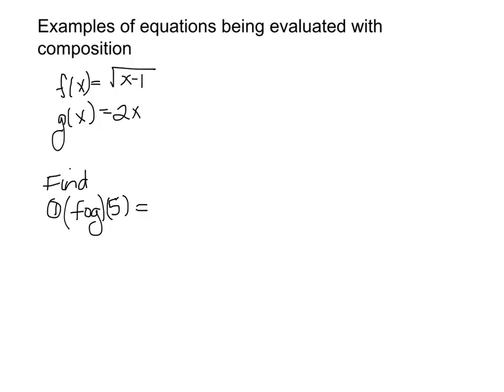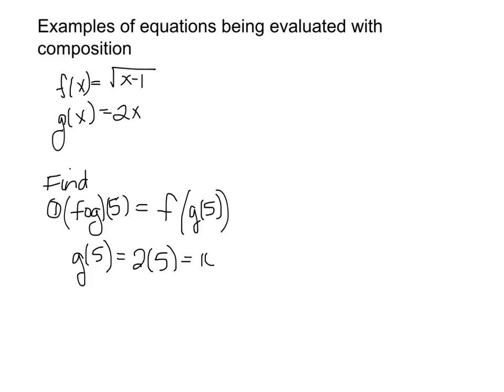Okay, what this really means is we're going to evaluate our function f after we've evaluated g at 5. So here we're going to start by finding g of 5 first. That is looking at 2 times 5, or 10. So instead of thinking of g of 5, we're really evaluating f at 10. So we're taking the square root of 10 minus 1, or the square root of 9, which we know to be 3.